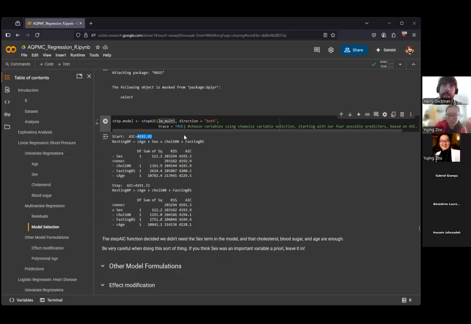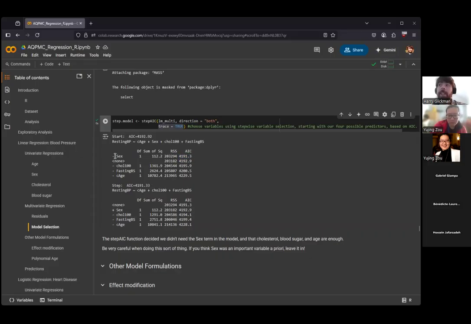What matters is the difference between models. And then I turned trace on so you could see what's happening here. So we started with this full model, and then we asked ourselves if we delete any of these four variables, what's going to happen to our AIC? And you want AIC to be a small number.